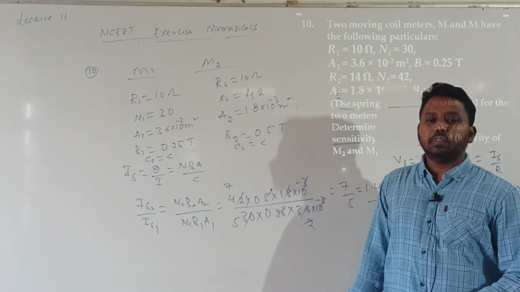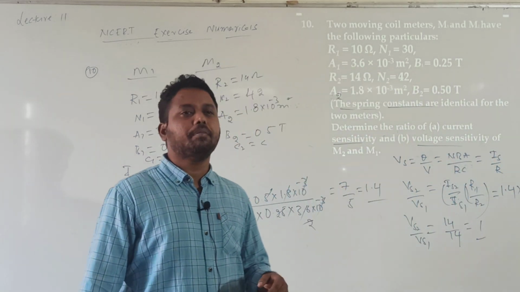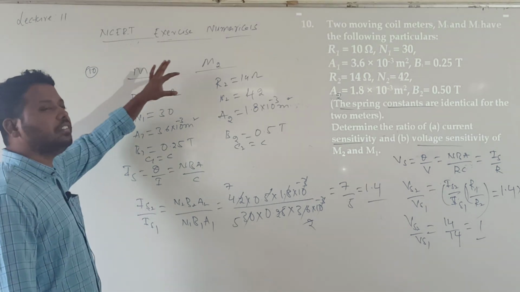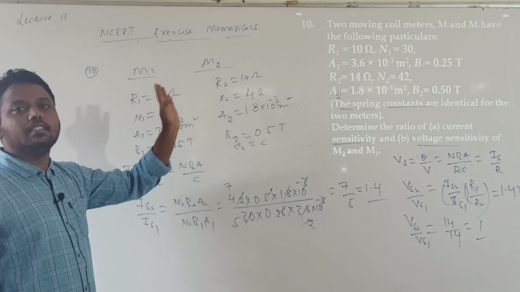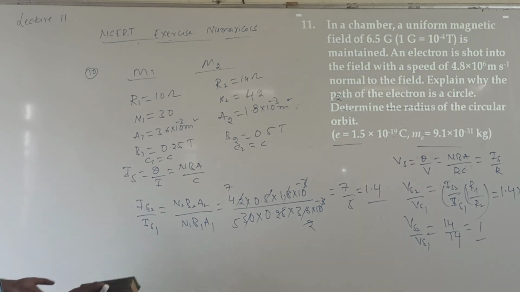Sir, how is it possible? Though the current sensitivities are not the same, why are the voltage sensitivities the same? Resistance value. The resistance of the first one is less compared with the second one, which made the voltage sensitivity of both the same. Question okay? So this is question number 10.